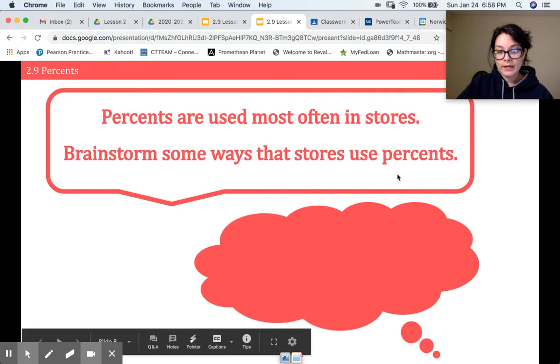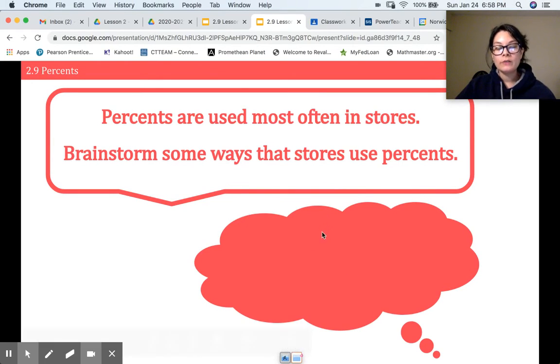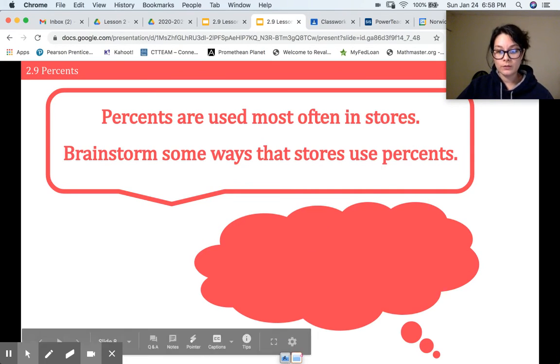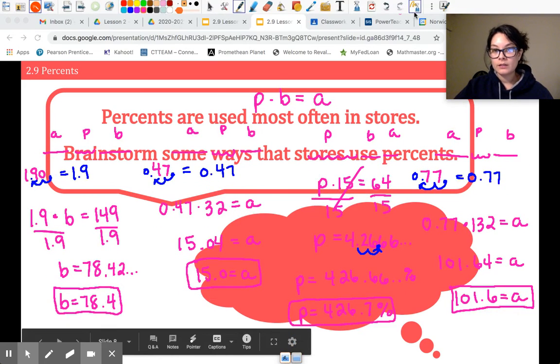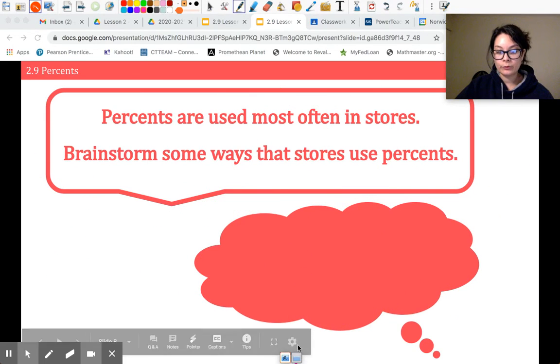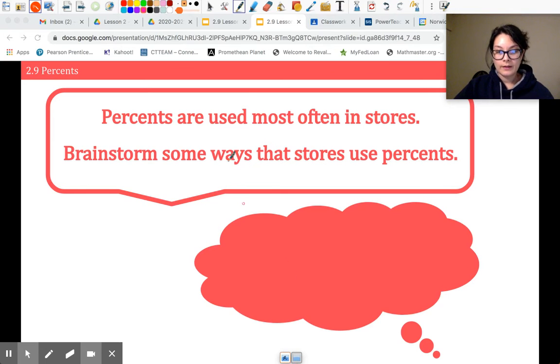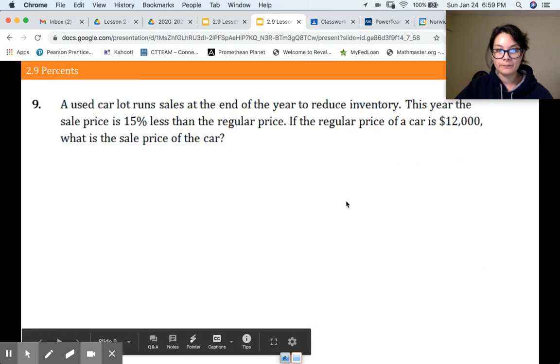Let's go ahead and do some more application problems, some more real world type of problems. So if you think about where percents are most often used in the real world, we typically use them when we're talking about shopping, right? So we use them in stores. So let's take a look. Let me just clear my board real quick. Oops. And let's take a look at some application problems here.